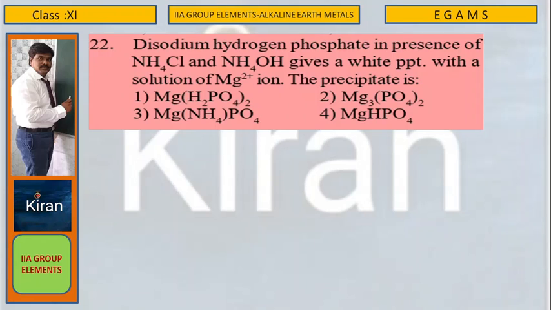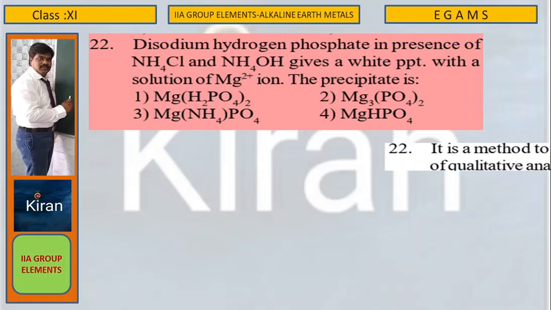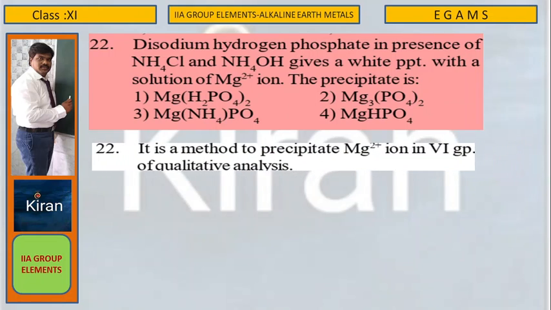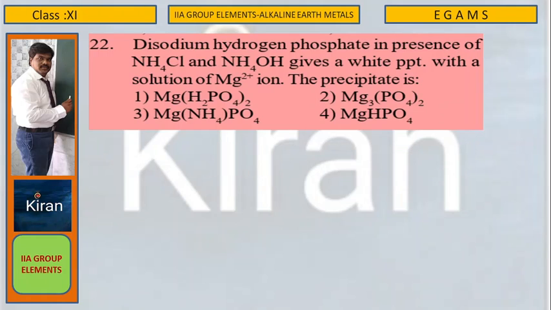Disodium hydrogen phosphate in the presence of ammonium chloride and ammonium hydroxide gives a white precipitate with a solution of magnesium ion. What precipitate will you get while writing the chemical equation? See the answer. It is a method of precipitating magnesium ion in the fourth group of qualitative analysis. In salt analysis practicals, we are going to see how many precipitates we get here. In this case, magnesium ammonium phosphate will come. The right option is the third one.